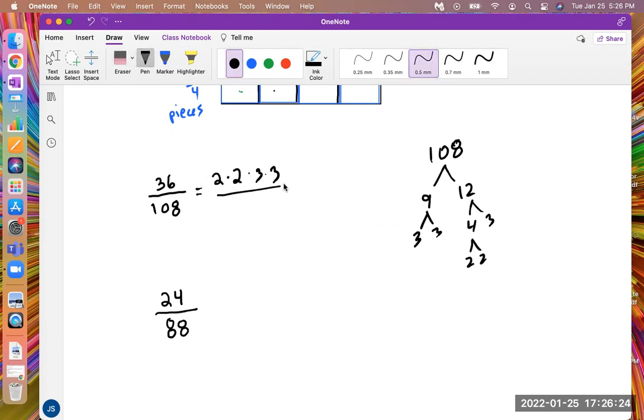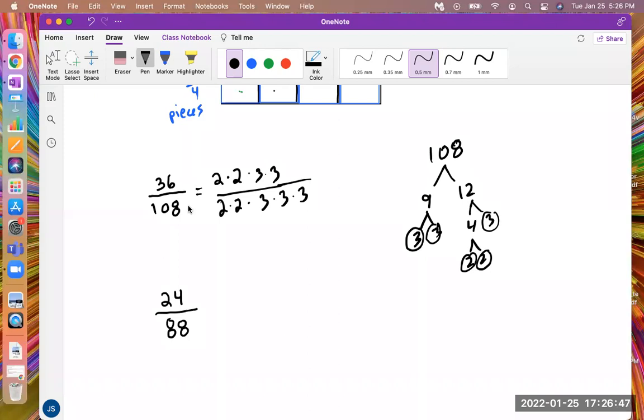But let's look. Okay, so these are all the prime factors of 108, at the end of every branch. So that's 3 3s and 2 2s. So 1, 2, and 3 3s: 3, 3, and 3. Okay, so now I've prime factored both of the numbers in the numerator and denominator.